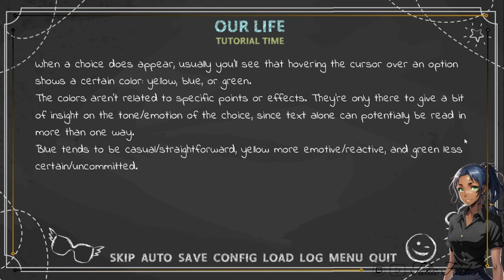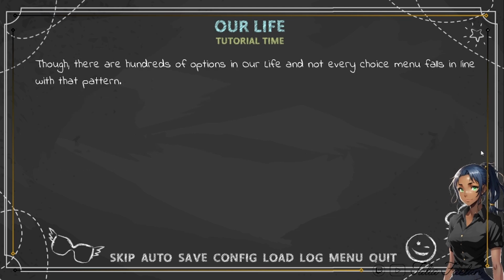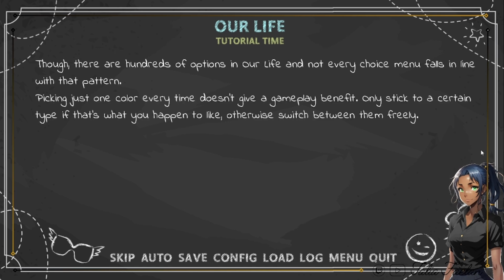Blue tends to be casual, straightforward, yellow more emotive and reactive, and green less certain, uncommitted. Wow, I wouldn't have put the colors that way though. Interesting. Hopefully I remember that. There are hundreds of options in our life, and not every choice menu falls in line with that pattern. Picking just one color every time doesn't give a gameplay benefit. Only stick to a certain type if that's what you want to happen.